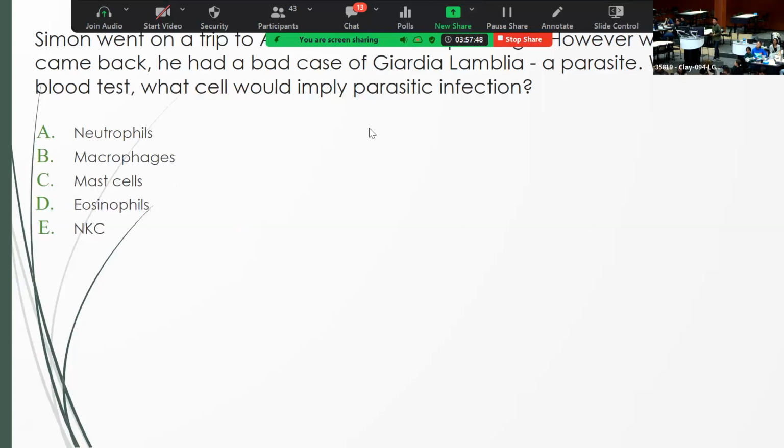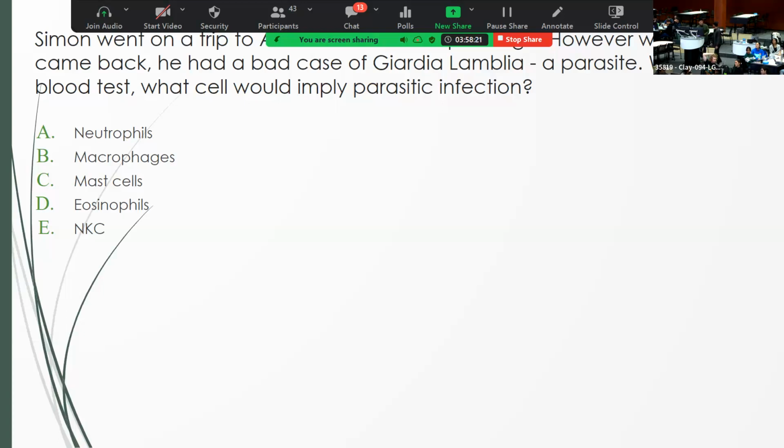All right, so Simon went on a trip to, I think it was Africa, but when he came back, he had a bad case of a parasite. With a blood test, what cells will indicate a parasitic infection? Yeah, it's eosinophils. The other ones are the neutrophils and macrophages, which are just for pathogens, for bacteria, and natural killer cells are for more virally infected cells. So yes, eosinophils are responsible for that.